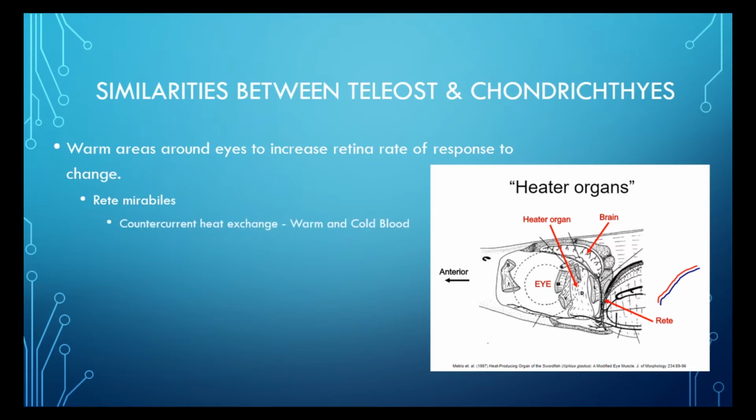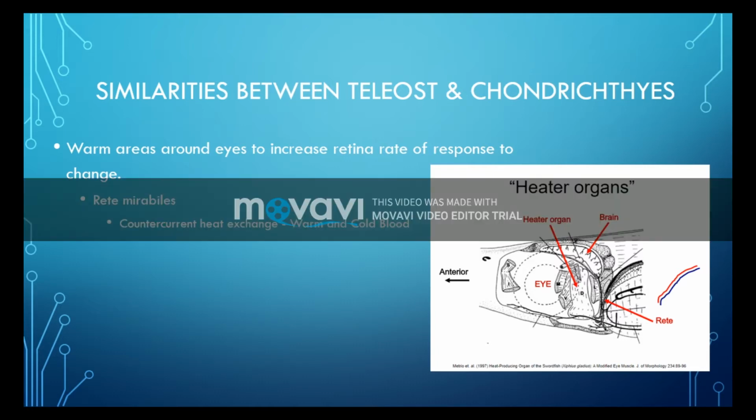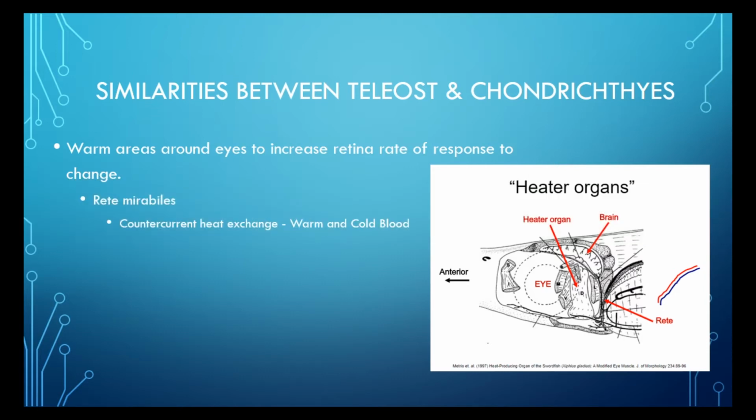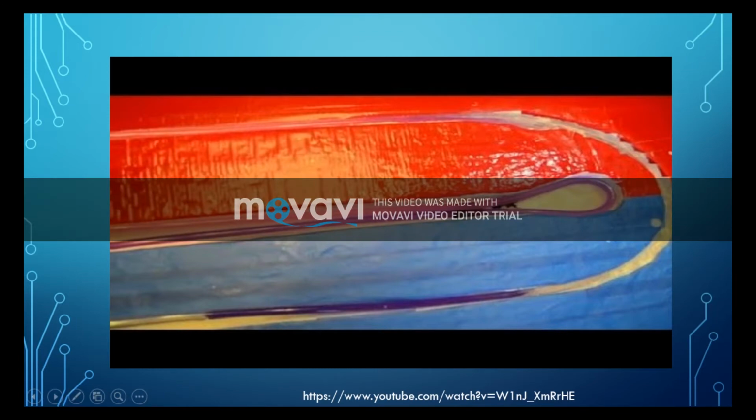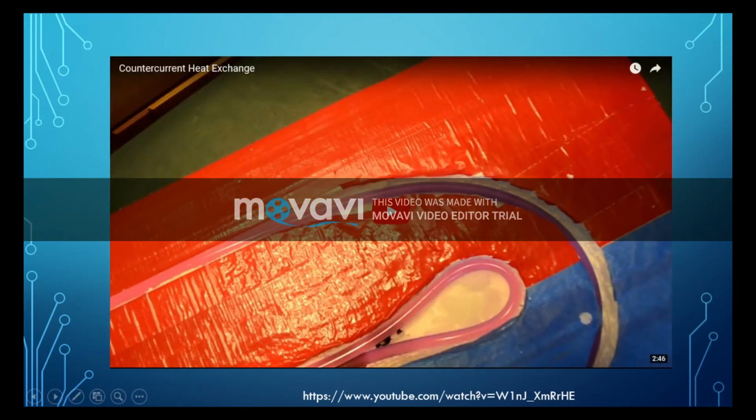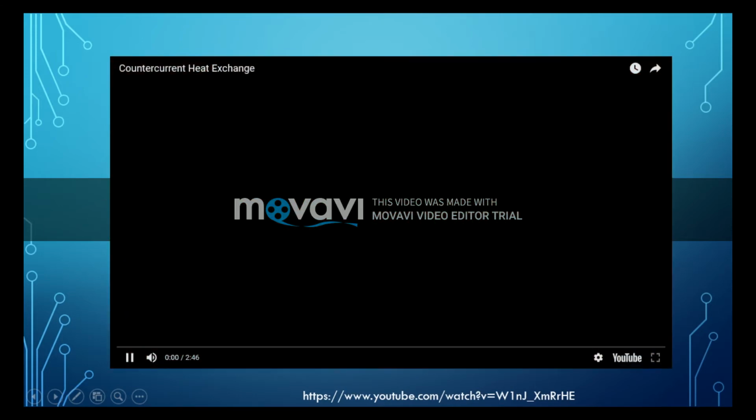So this is a countercurrent heat exchange with warm and cold blood. Due to the countercurrent exchange of warm and cold blood, having the warmer region behind the eye allows the eye to receive incoming light and process it into neural images. This can be beneficial to prey capture or evasion. And there is a quick video showing the inner workings of why countercurrent exchange is important.